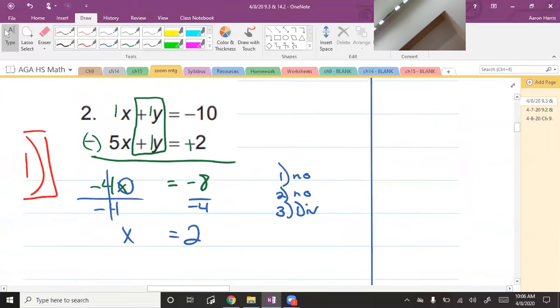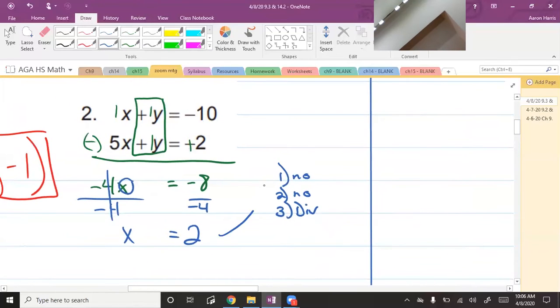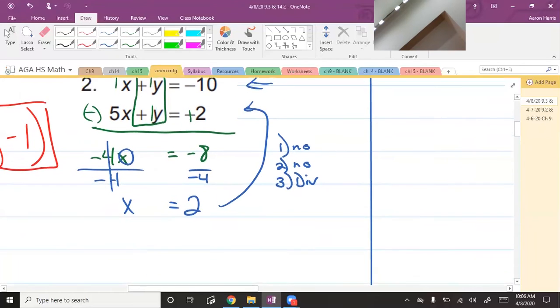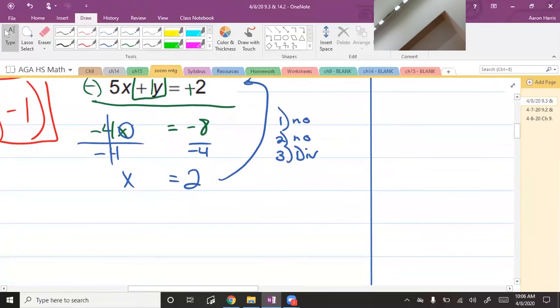Now that I know that x is equal to 2, what can I do? Substitute it back in. Doesn't matter which equation. So let's do the bottom one. Here we go. We got 5. Instead of an x, we're going to put in what? What is x equal to?